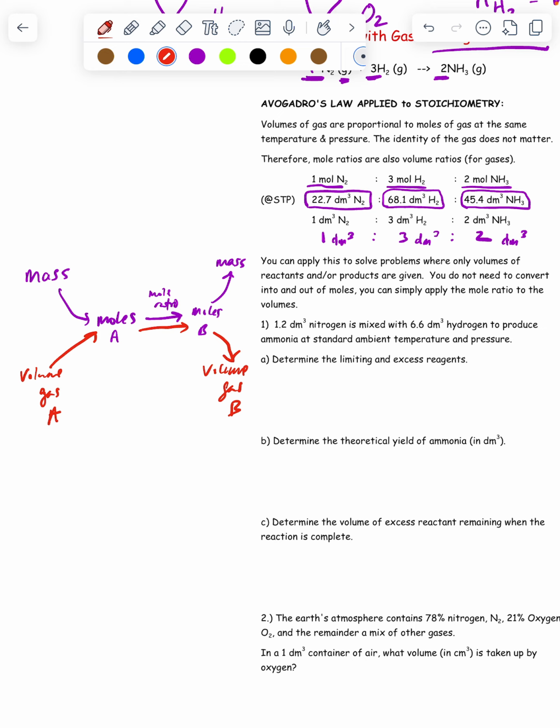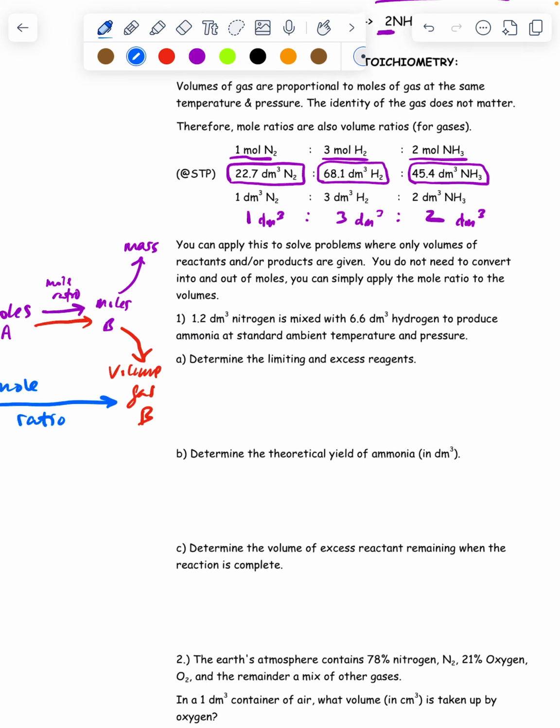But this gives you a bypass. It gives you a shortcut. So you can just use the same mole ratio that you would use for moles to go from information about A to information about B without ever having to do the mole conversions. Okay, let's see what that means in practice.